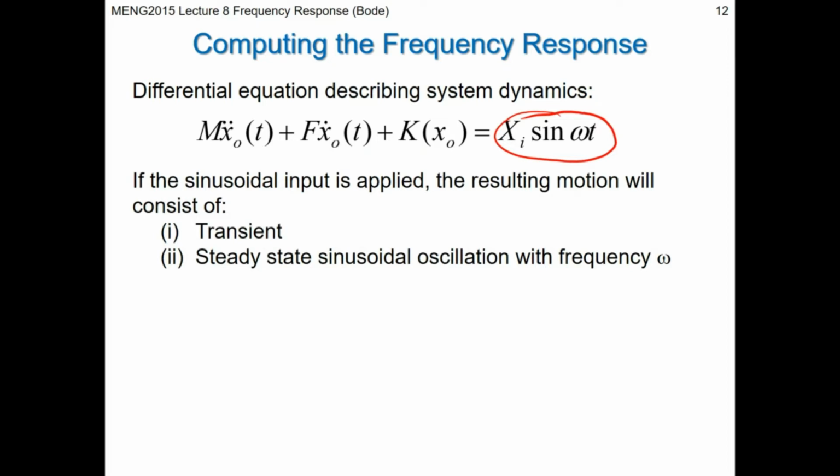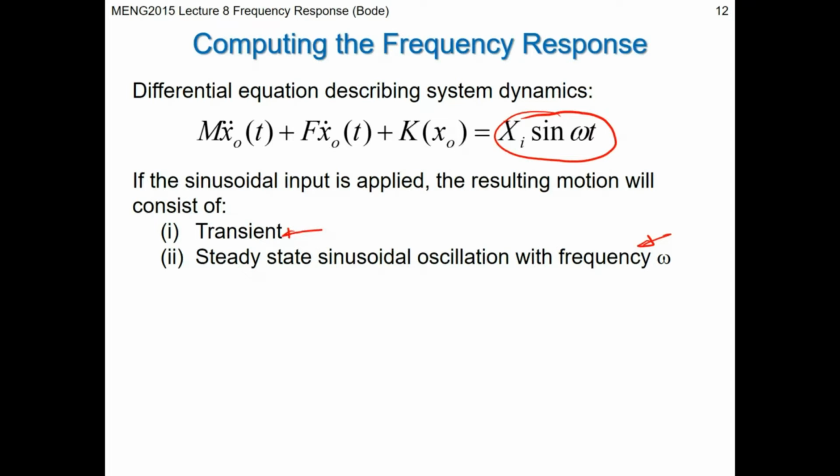If the sinusoidal input is applied, then say the system starts from rest, and I activate a sinusoidal input. Now I'm oscillating, I'm forcing the system with a sinusoidal input. It was at rest before, so it's going to have a transient part. It's going to start to accelerate until the system comes into a steady state condition. We're going to have a transient component, but we're also going to have, and this is the part we're interested in, it should settle into a steady state sinusoidal oscillation.